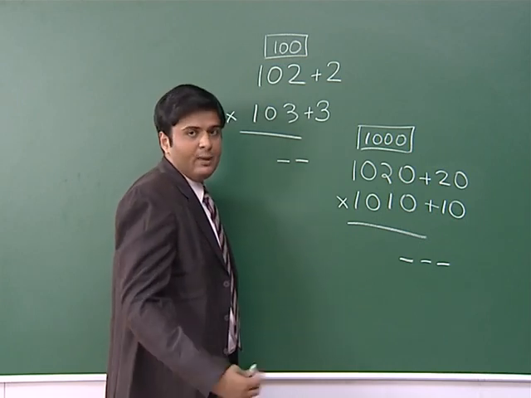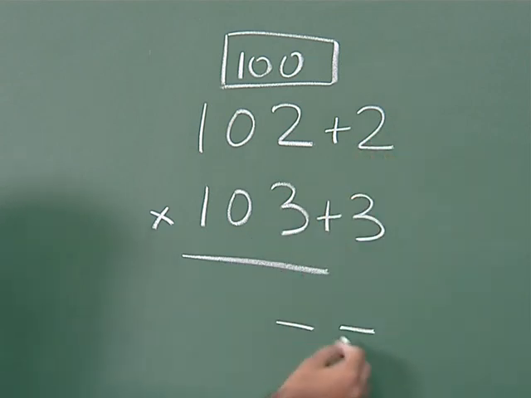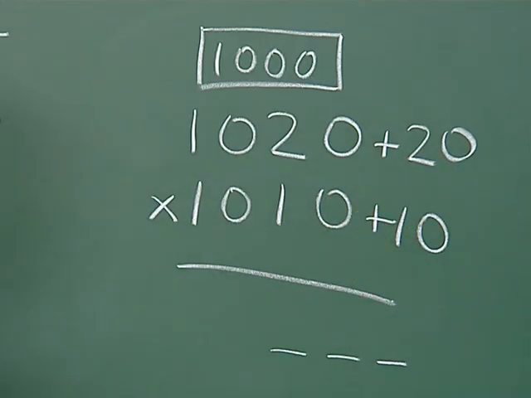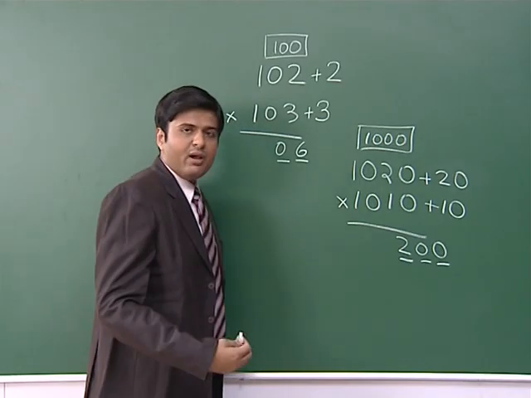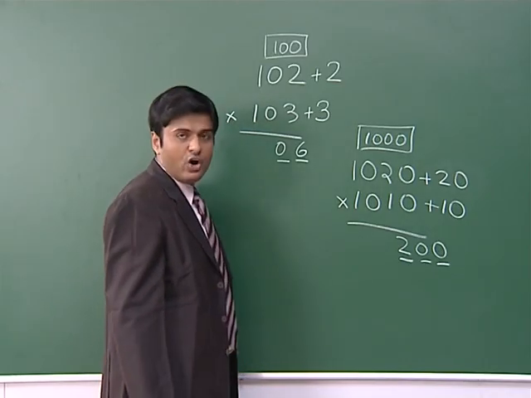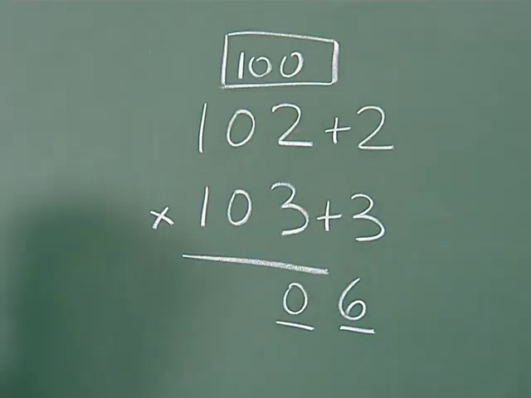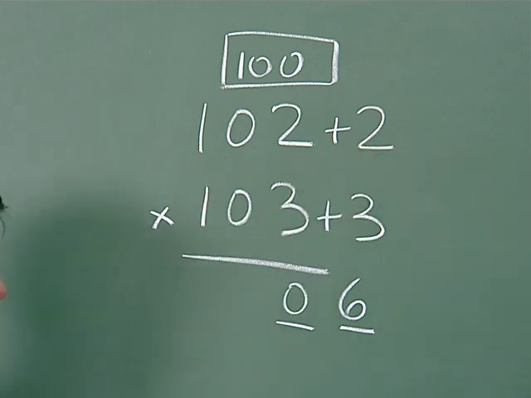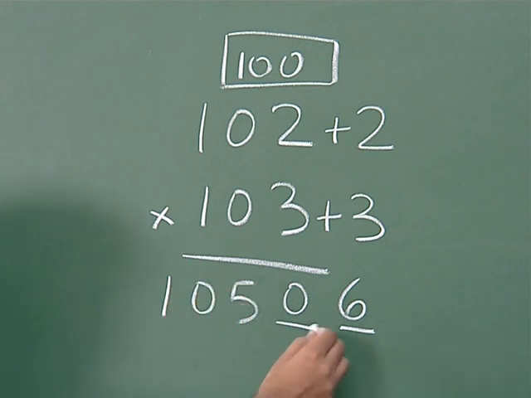Third step says multiply the differences. So 2 times 3 is 6, but I need a 2-digit answer, so I write 0, 6. And 20 into 10 is 200, so I write here 200. And my final step says find the cross answer. So we see 102 plus 3, that will give me 105, or I can take 103 plus 2. My answer will be 105. My final answer is 10506.